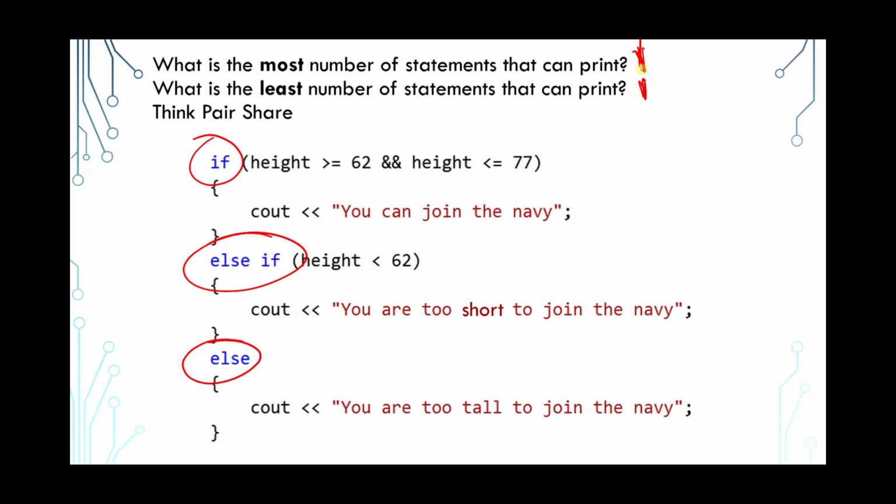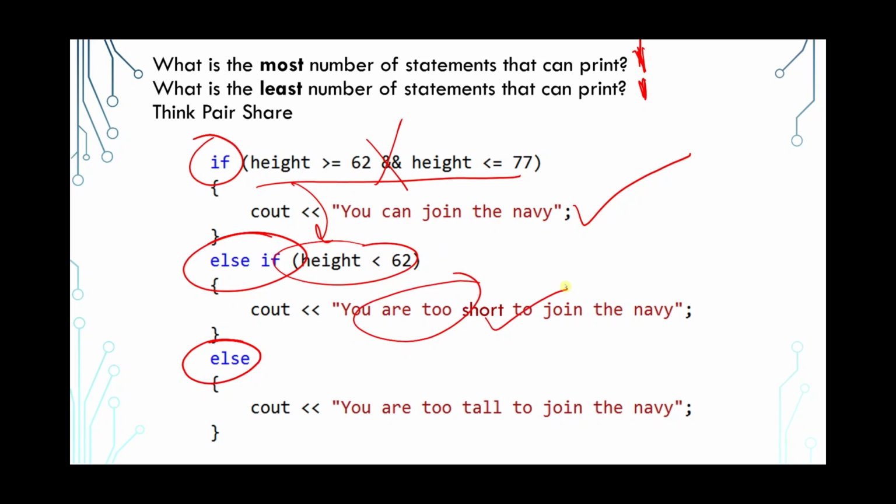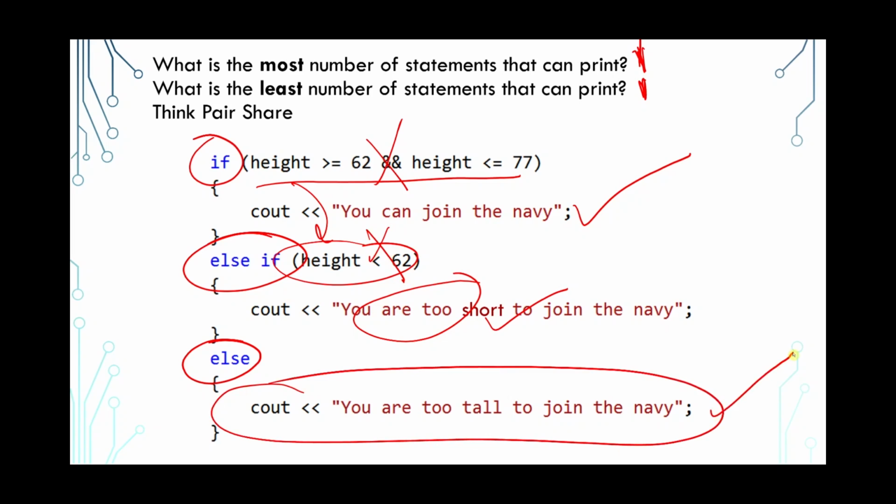Why? Because if that condition applies, then you print this one. If that does not apply, you would skip this code and check this one. You check this one. If that applies, you do this one. If that does not apply, then you definitely need to do this one. So you would do at most one, right? Because it's like how many grades you have. You have one, whether it's A, B, C, D, or F. But you have one. You cannot have two, right?